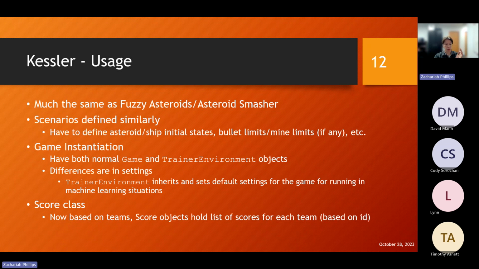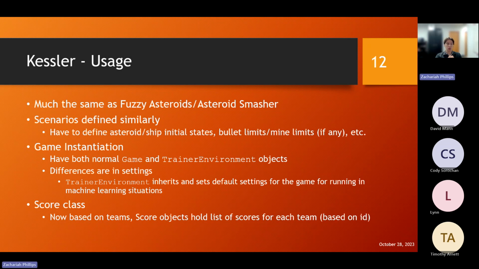To use Kessler, the main thing is you have to create that controller. You will have to define a scenario. You have to instantiate the game, and then you have to run it. This is all pretty similar to how fuzzy asteroids worked. So to define a scenario, we'll go through that in a minute, but you define the initial states of all the asteroids and ships, if there's any time limits, if there are ammunition limits for bullets or mines, things like that.